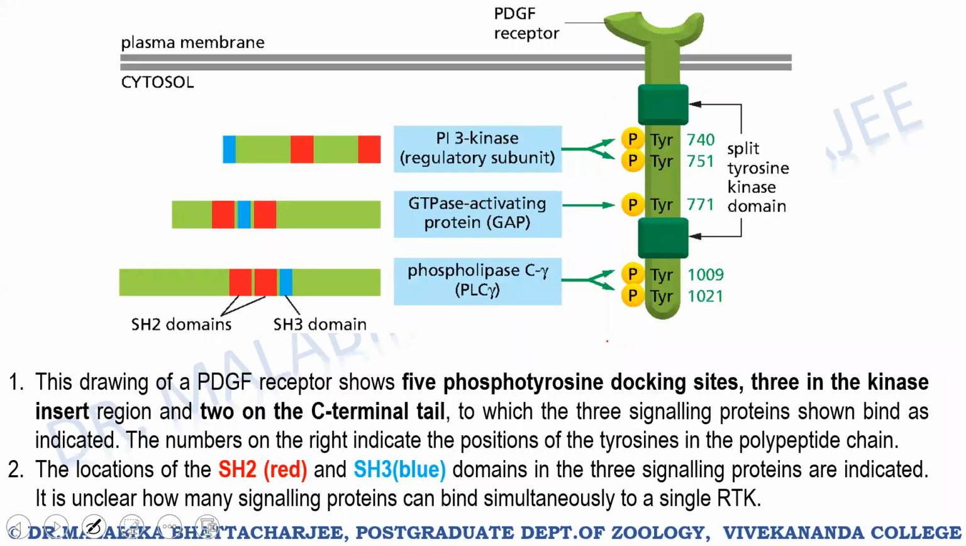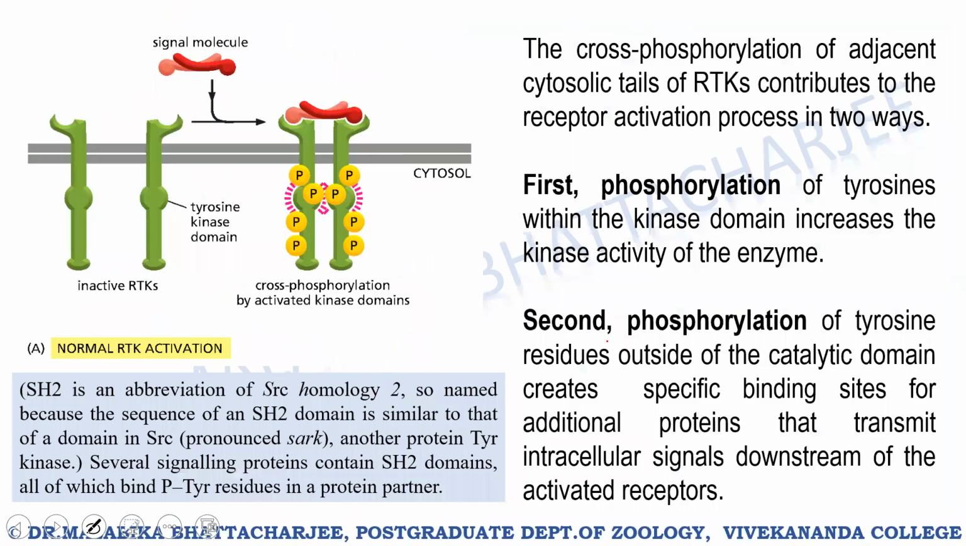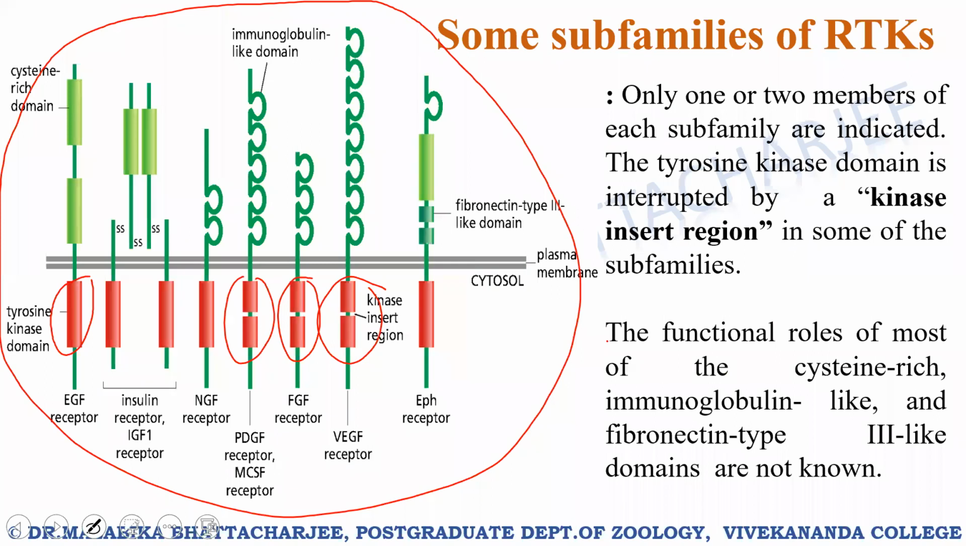Now coming to a more gross structure of another receptor. This is the platelet derived growth factor, and the cytosolic part of the receptor has been shown. If you remember, when I was talking about the receptor subfamilies, I told you that all these receptors have a tyrosine kinase domain. And there are some receptors which have a kinase insert domain. You can see the kinase domain in this case is split and there is a small insert region.